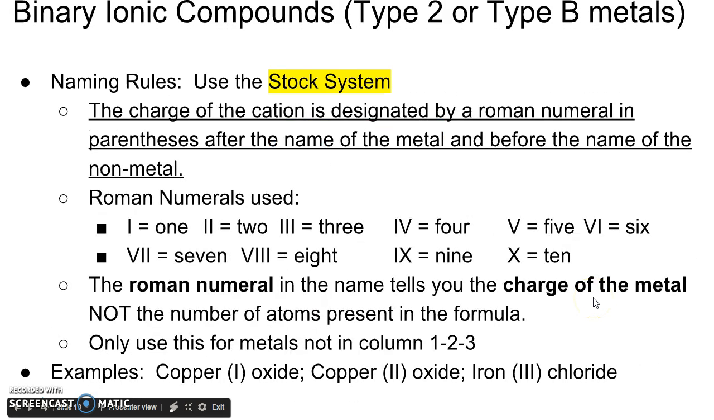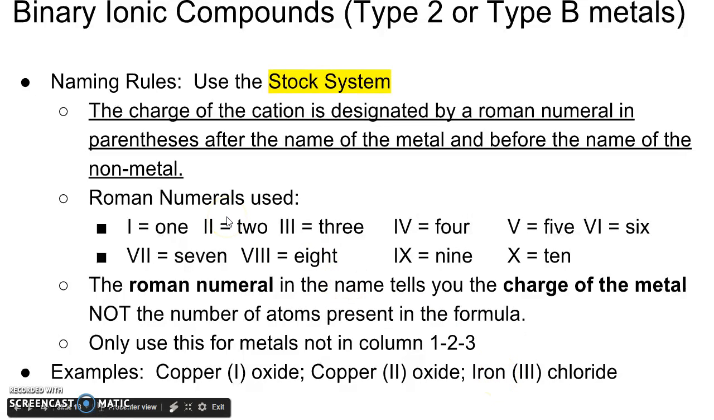Well, lucky for you, we have a system. IUPAC has developed a system to help us out. When you are naming these compounds, you're going to use what's called the stock system. In the stock system, the charge of the cation is designated by a Roman numeral in parentheses after the name of the metal and before the name of the nonmetal. So if you look down here, I've given you an example, iron 3 chloride. In parentheses, I have a 3. That 3 tells me that this iron is a 3+.